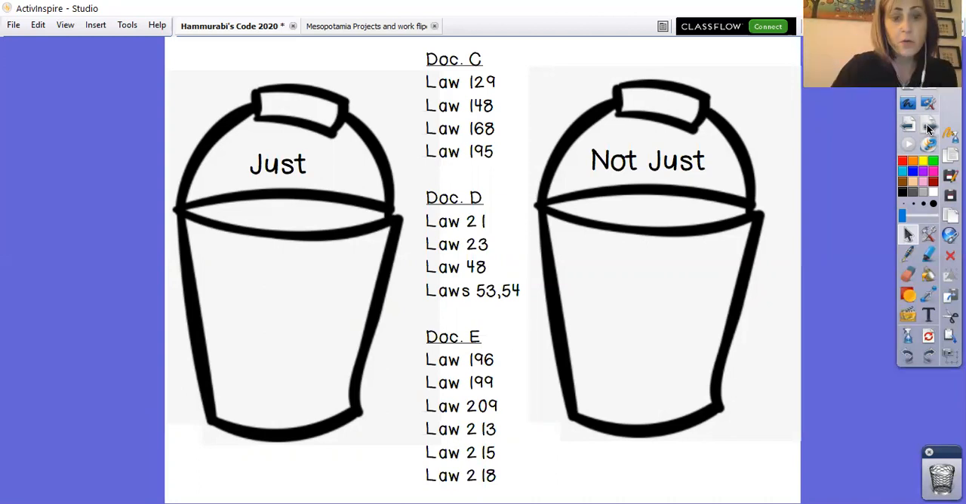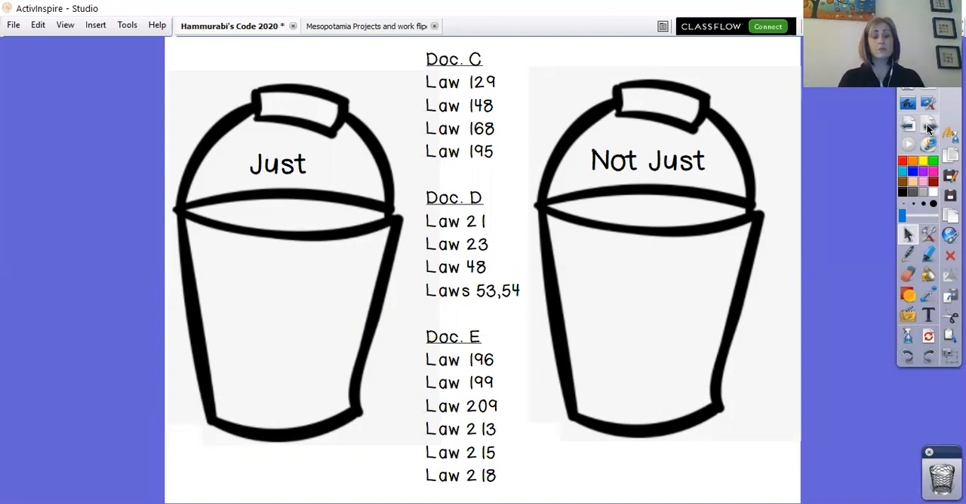So then what you are going to do is I am going to go through and recap each law quickly. And as I am talking and as I'm explaining each law, you are going to write whether you think that law goes in the just bucket or the unjust bucket.